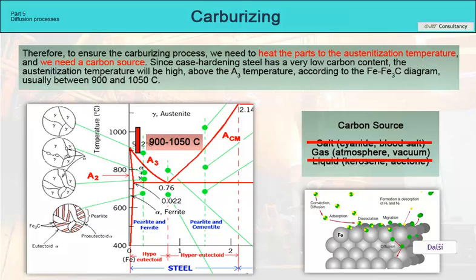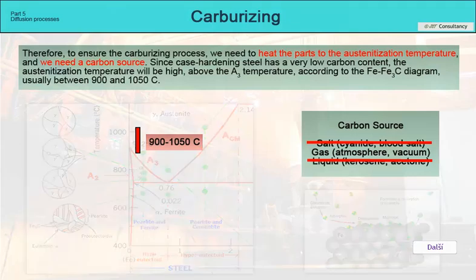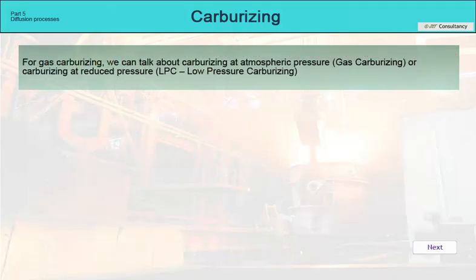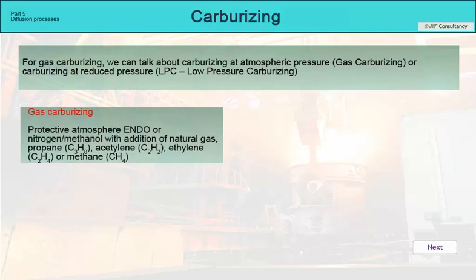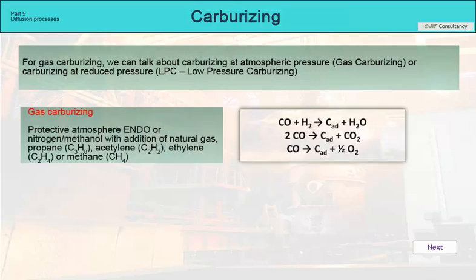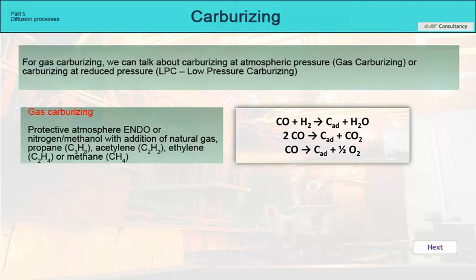At present, but also in the near future, it is mainly gas carburizing and low-pressure carburizing that are taking over and developing this role. In the case of gas carburizing, we can speak of carburizing at atmospheric pressure. A typical environment is an endoatmosphere, or a nitrogen-methanol atmosphere as a basic gas, and a carbon carrier is added to them, like natural gas, acetylene, ethylene, propane, or methane.